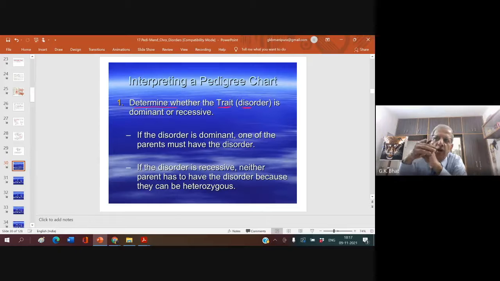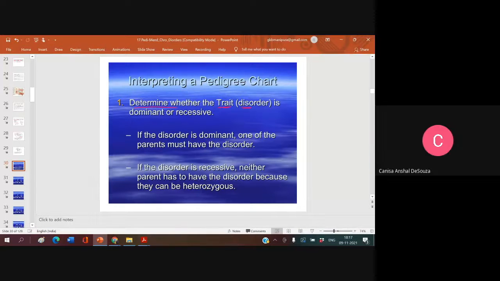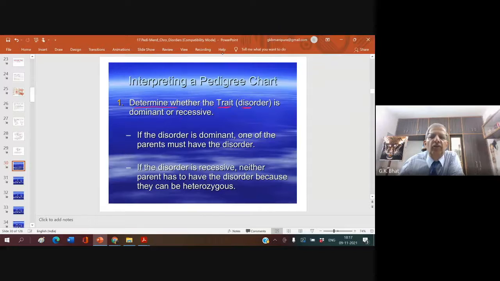Remember, polydactyly is due to a dominant allele. It is not a disorder, it is a trait. Understood? You are keeping quiet. Clever girl. You tell me whether the trait is dominant or recessive. First, you have to know whether it is dominant or recessive.